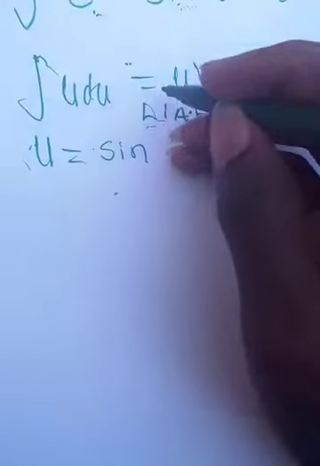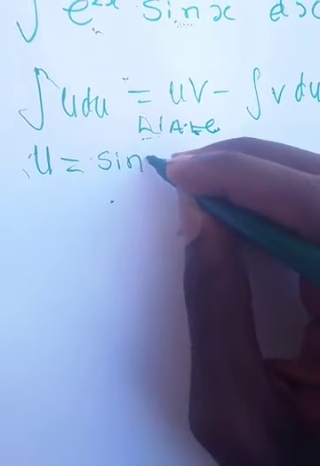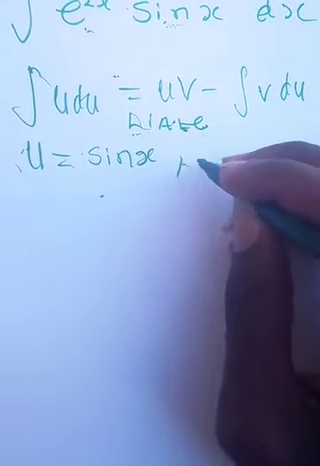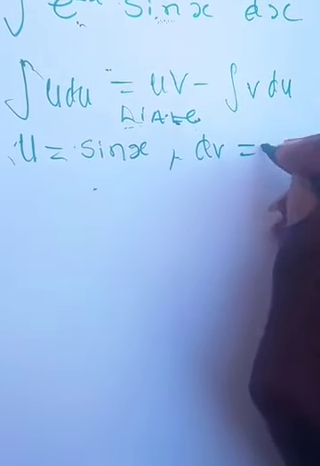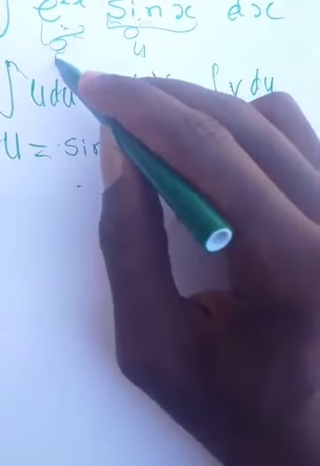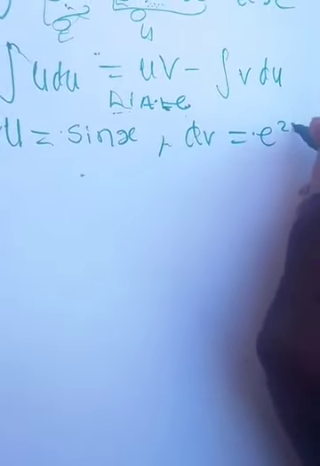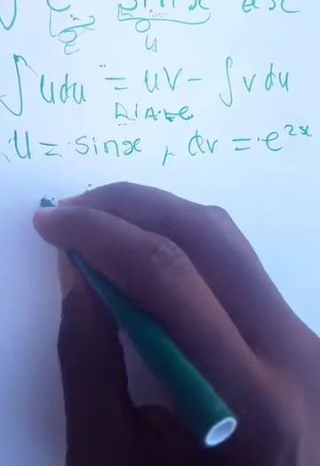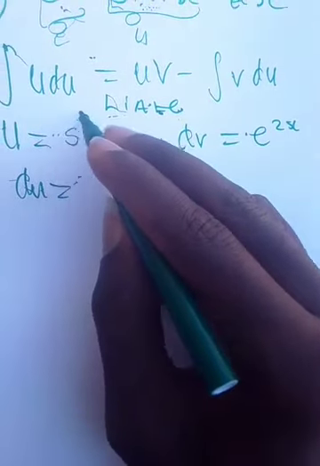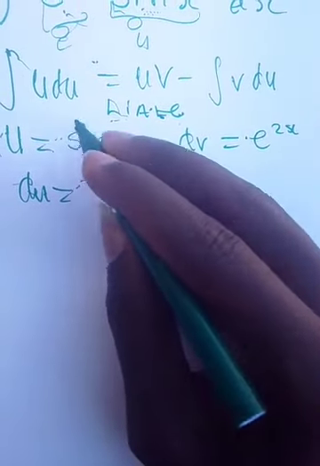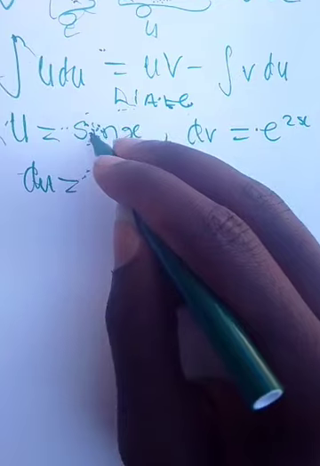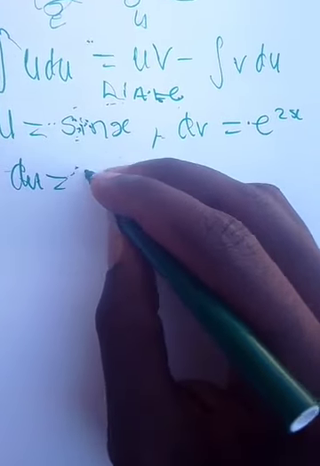So I'll just say u is equal to sine x, and then we now find our dv. For the fact that this is our u, it means this one is automatically our dv. So it's going to be e to the power 2x. Now let's find du. So u is this one. So du is the derivative of what is here. What's the derivative of sine x? The derivative of sine x is cos x, right? So I'll say cos x.